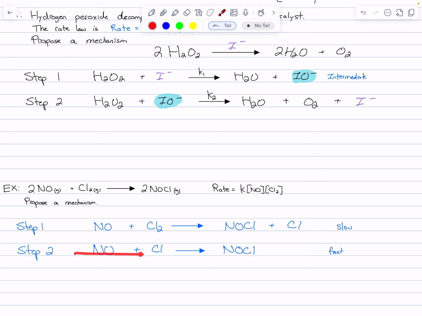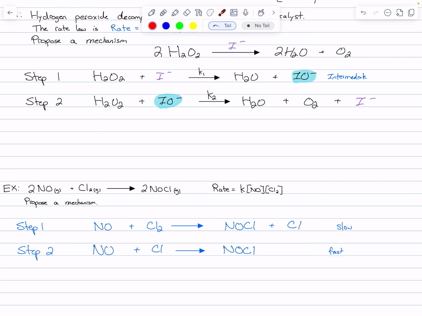If we add these two up, my intermediate here is gone. I would have 2 products. I'd have 2 NOs, nitrogen monoxides, and a Cl2. So that would be a consistent mechanism with the rate law.